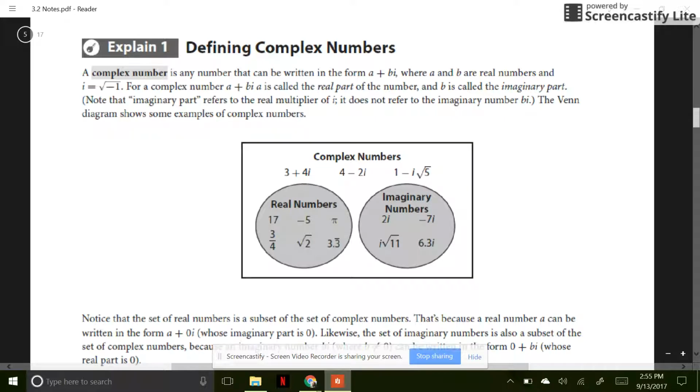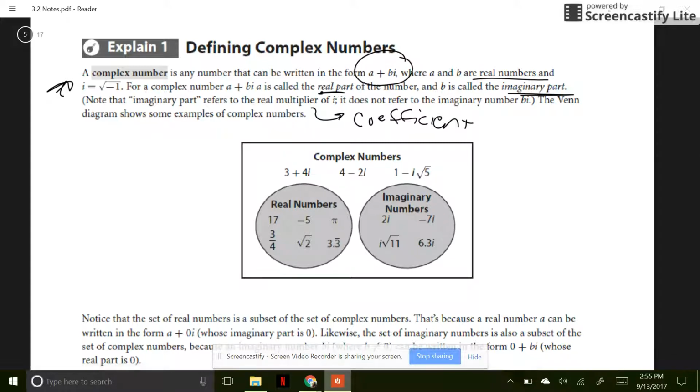So when we define what a complex number is, it's any number that can be written in the form a plus bi, where a and b are real numbers. So a is just the number portion, b is the coefficient in front of the i, and again we say i is the square root of negative 1. a is called the real part, and b is called the imaginary part. Notice that the imaginary part refers to the coefficient in front of i. It does not refer to the whole thing, bi, it's just the coefficient in front.